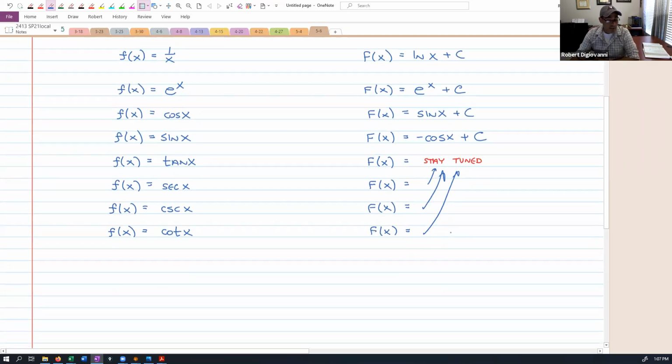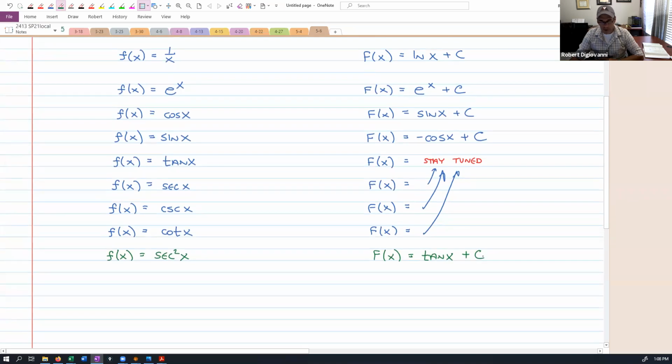Now, there are some things that when we do see them, we should know what they go back to. Like this is what I'm trying to get at. There are some things that we knew from Cal 1 over here. Like if we had tangent here, what would this have been over here? Secant squared x, right? So if someone wants us to give them the antiderivative of secant squared x, we can say that's tangent x plus c because we know the derivative of tangent was secant squared.